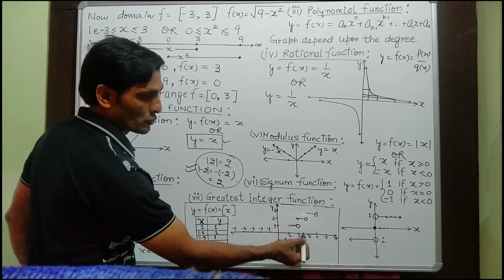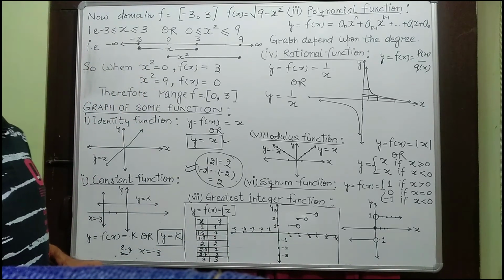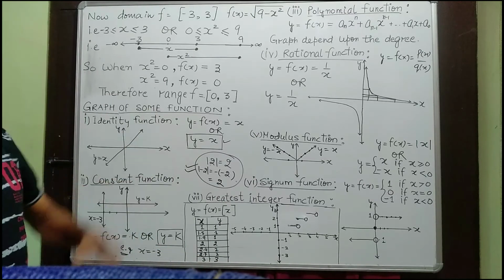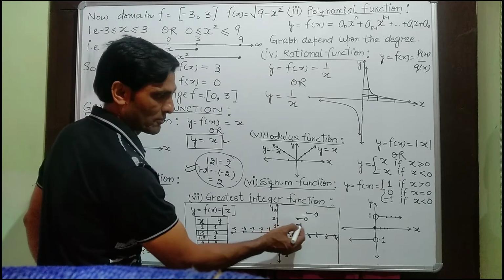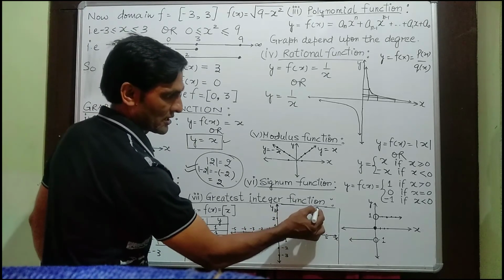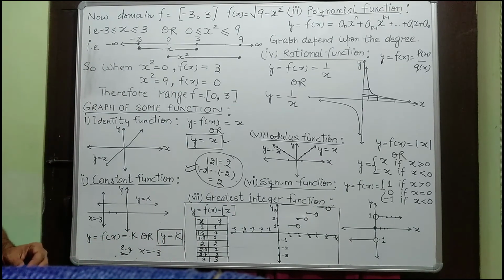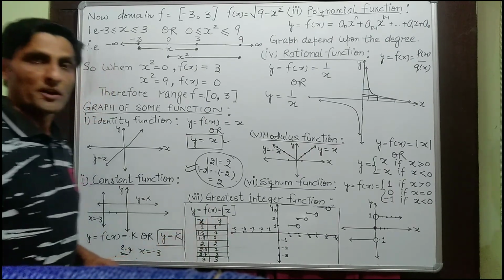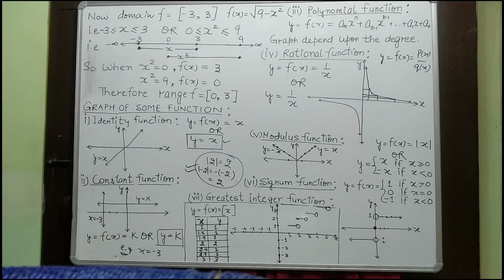Now 2.1, 2.2, 2.3, the value of y remains 2. And when the value of x is 3, the value of y jumps to 3. So at 3 the point will be here. So this graph will be obtained like this. Similarly, it continues like this. Okay, that's one. This is the graph. So you complete this.